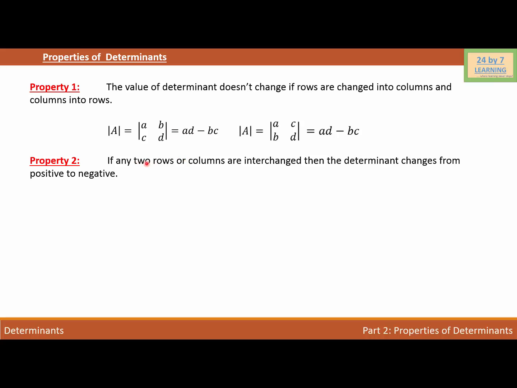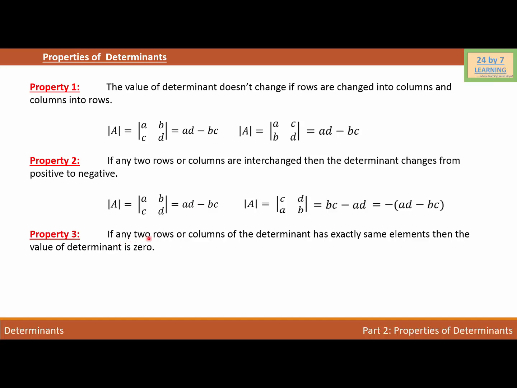Property 2. If any two rows or columns are interchanged, then the determinant changes sign from positive to negative. So let's consider the determinant A with elements a, b, c, d. The value of the determinant will be ad minus bc. Let's change the rows of the determinant. We have changed so that the first row is now the second row and the second row is now the first row. So the elements are c, d, a, b, and the value of the determinant is now bc minus ad, which is equal to the negative of ad minus bc. So if you look at these two values, you will see this is the negative of this one.